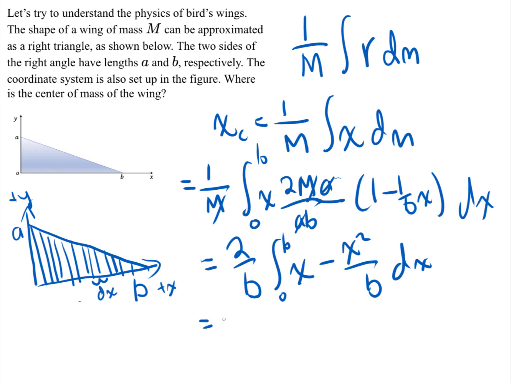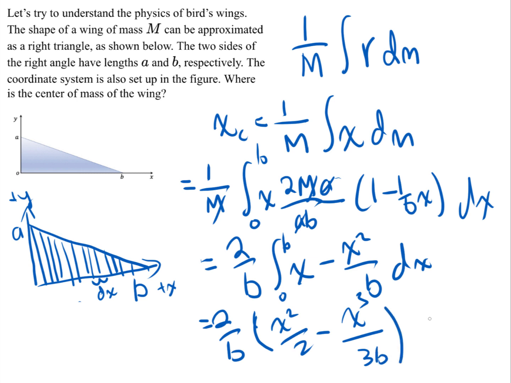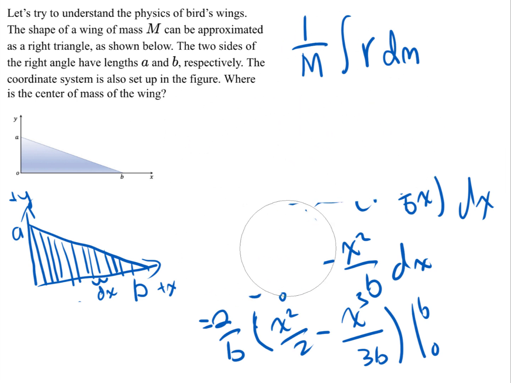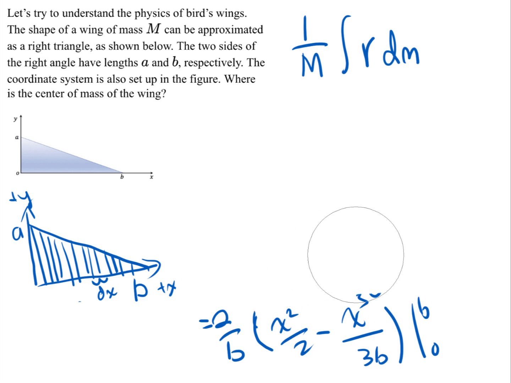So this becomes 2 over b times x squared over 2, since the integral of x is x squared over 2, and the integral of x squared over b is x cubed over 3b. And we're evaluating this from 0 to b. So I'm going to make some more space here. We get x cubed over 3b, and we're evaluating that from 0 to b.